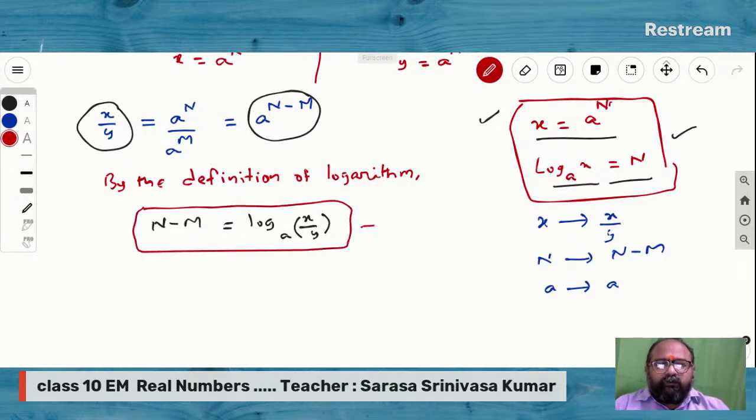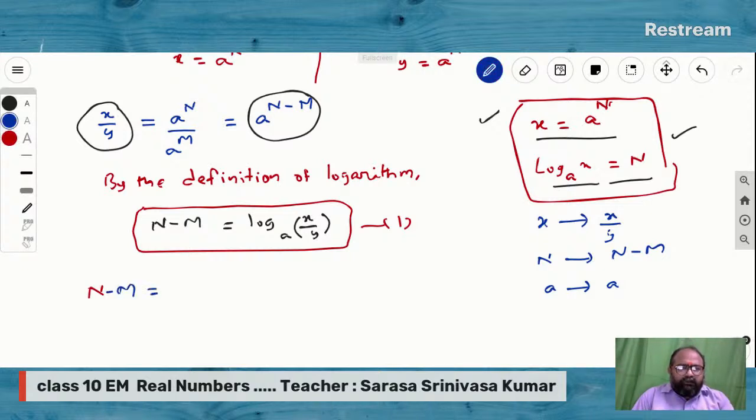Now we write n minus m equal to, what is n? Log x base a, minus what is m? Log y base a. So this is equation 2.